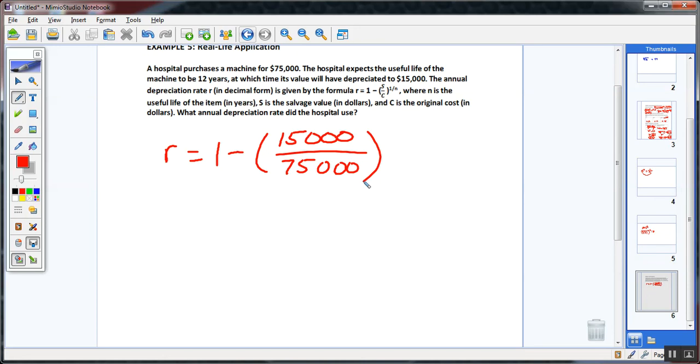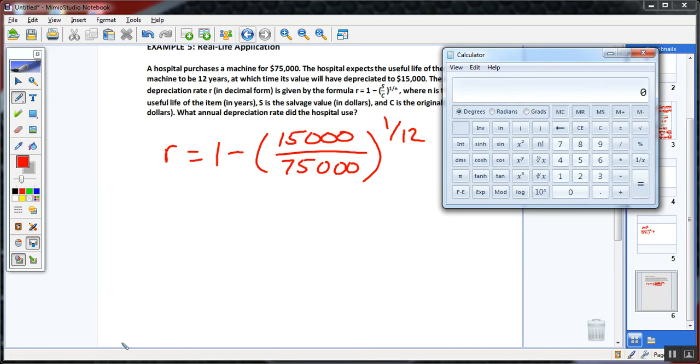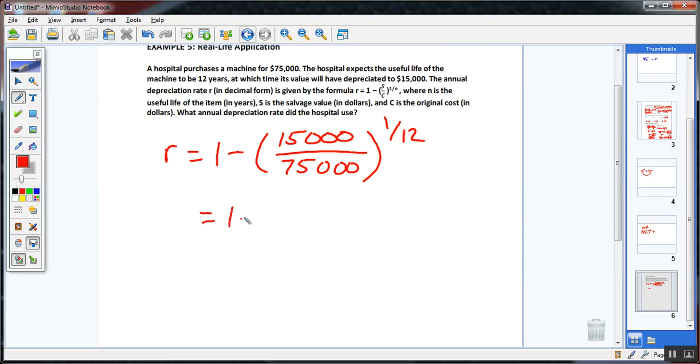And then this is all to the 1 divided by n, where n is the usable life. How many years life did they get out of this thing? So we're going to raise this to what power? Okay. So here's what we're going to do, kids. We're going to get on our calculator, and figure out what that 15,000 divided by 75,000 is. What do I end up with? 0.2. Okay. We're going to say this is equal to 1 minus 0.2 to what power now?